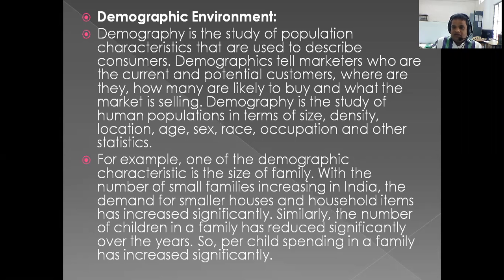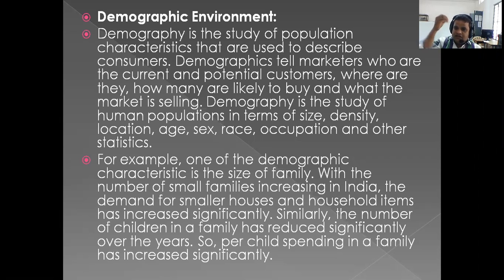So, one example is that earlier you used to have joint families, but now the tradition and the culture is actually confined to nuclear families. So when you are buying a house, earlier you used to search for big houses, but now it is only small houses. And when you were buying household items earlier for the entire joint family, you needed to buy more in quantity. And now for nuclear families, you need to buy only very few.